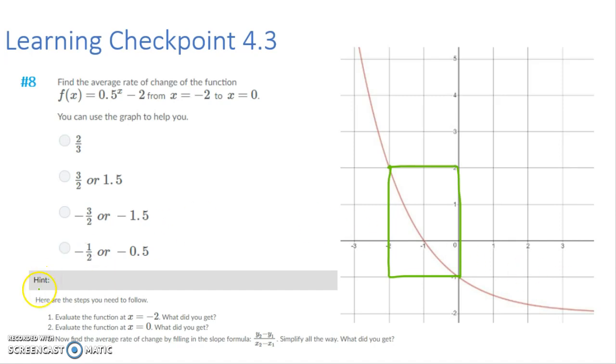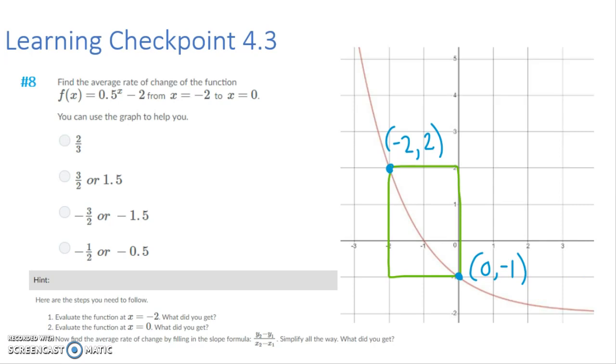Your hint and your steps are down below. You're going to start by evaluating the function at x equals -2. So we can either plug in -2 or we can just go look at the graph. When x equals -2, we are at a y value of +2. And we're also going to evaluate when x equals 0. When x equals 0, my graph is at the y value of -1.